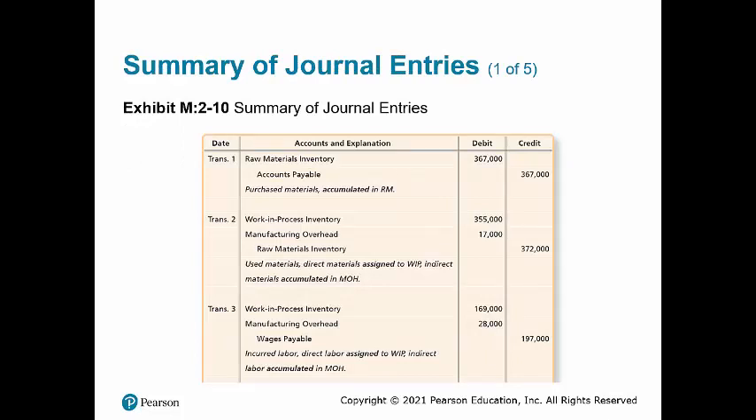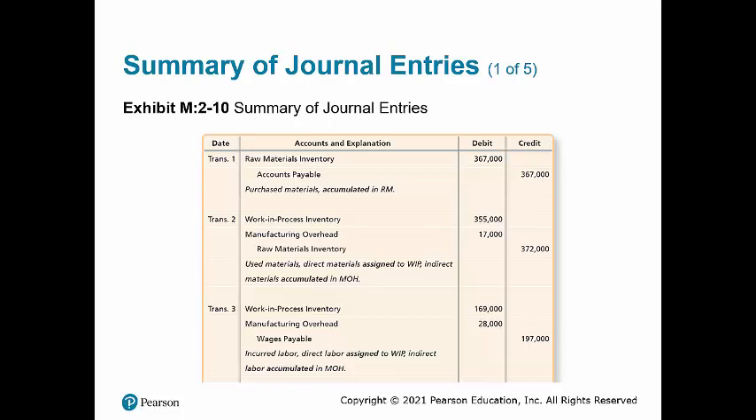First, we made an entry to record the purchase of raw materials. That is transaction 1, where we debited raw materials inventory and credited accounts payable. Then, as we began to use those materials in the manufacturing process, we recorded transaction 2. Direct materials were debited to work in process inventory, and indirect materials were debited to manufacturing overhead, and we credited raw materials inventory for the total.